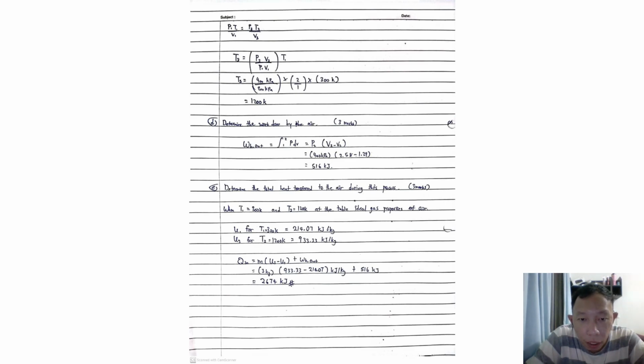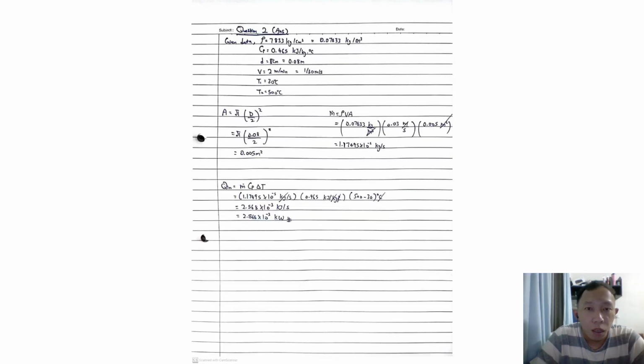So to find the heat transfer, the formula is Q in equals mass times the bracket of final internal energy minus initial internal energy, plus work done out, which is 3 kg times the bracket of 933.33 minus 214.07 kilojoule per kg, plus 516 for work done, and we get the heat transfer is 2674 kilojoule.